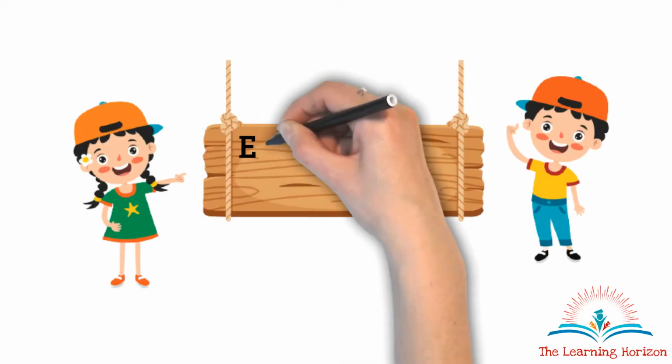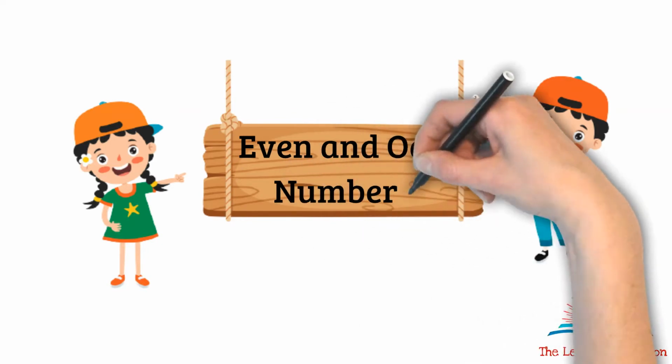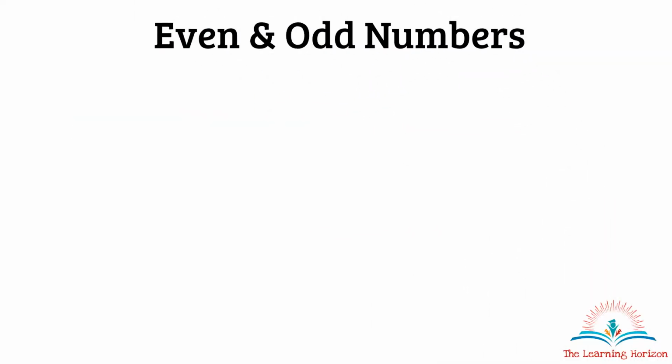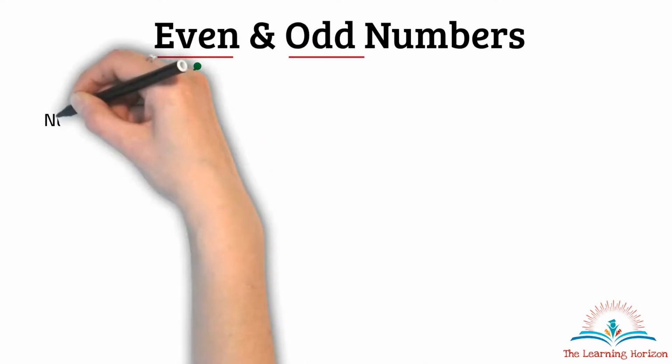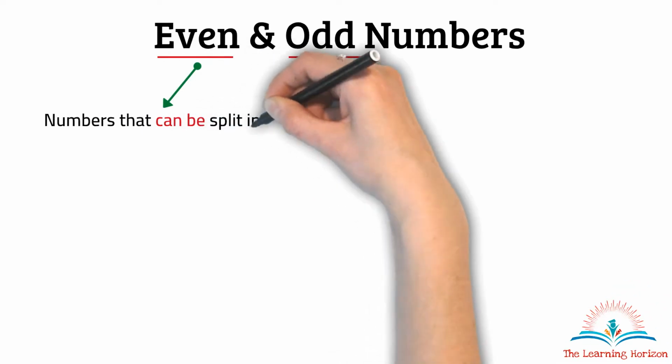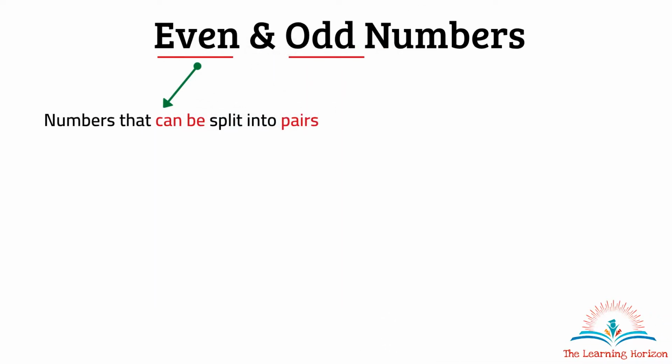In this video, we will learn about even and odd numbers. Every number in math is either an even number or an odd number. Let's begin with even numbers. Even numbers are the numbers that can be split into pairs, that is groups of 2.